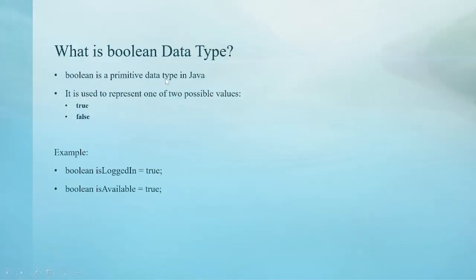Boolean is a primitive data type. It is used to represent one of two possible values, that is, true or false. Unlike other primitive types that store numbers or characters, Boolean is used to represent a logical condition. A Boolean can have only two values, true or false.